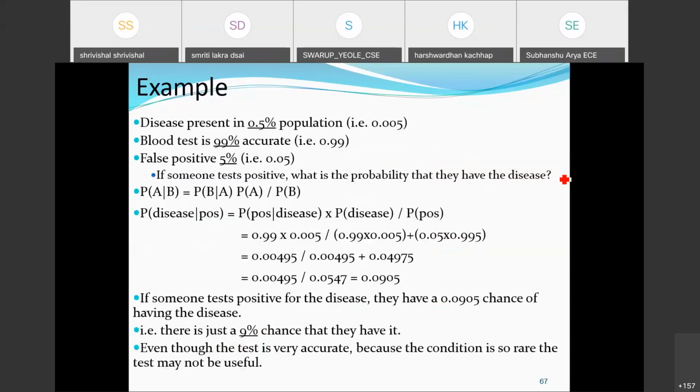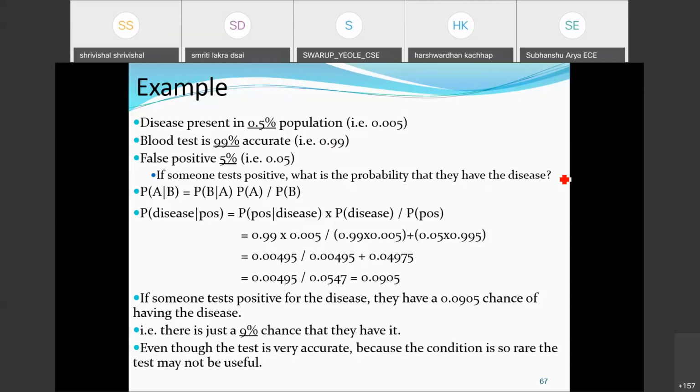Second example we are considering: there is a disease present in 0.5% of the population, which means 0.005, and the blood test is 99% accurate, so it is 0.99, and the false positive rate is 5%, so it is 0.05. So even though we are saying the blood test is very accurate, there is still some possibility it could give a false alarm. So if someone tests positive, what is the probability that they actually have the disease?